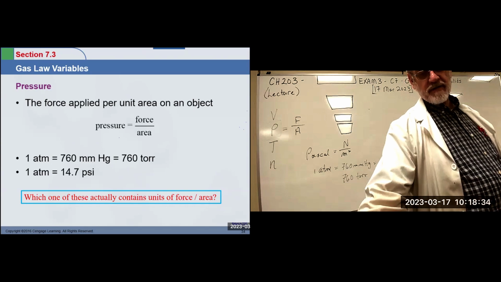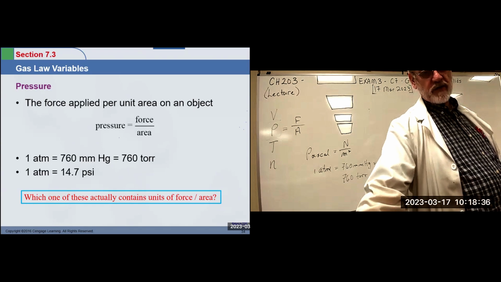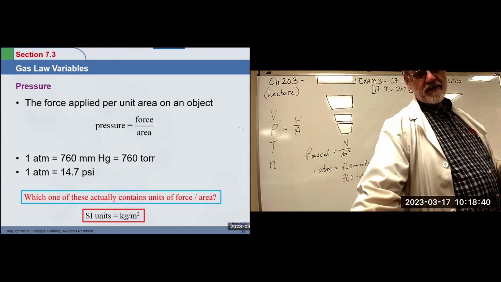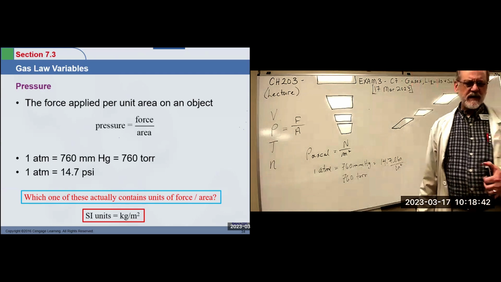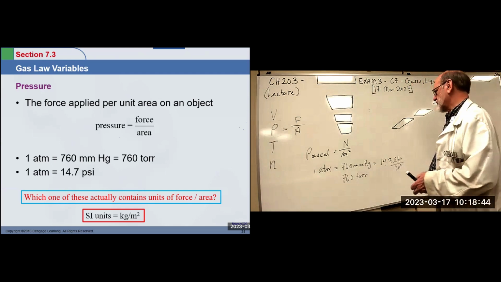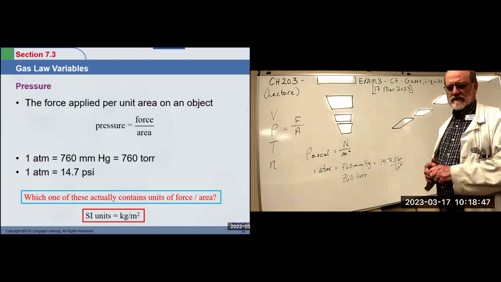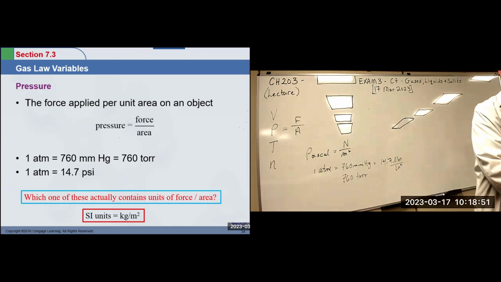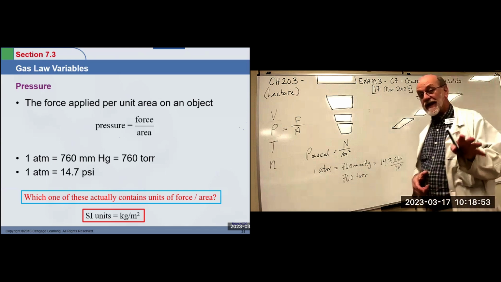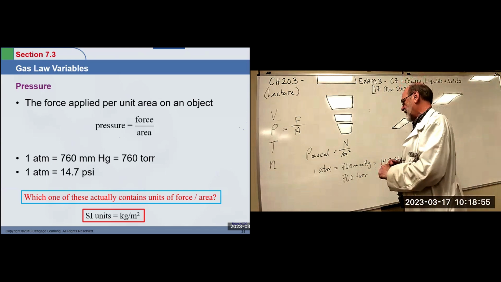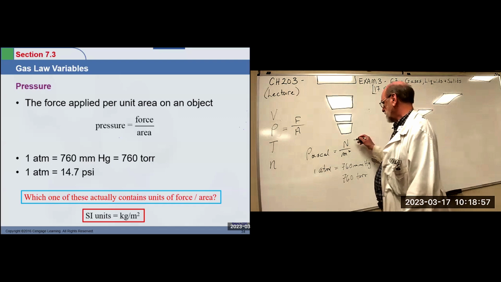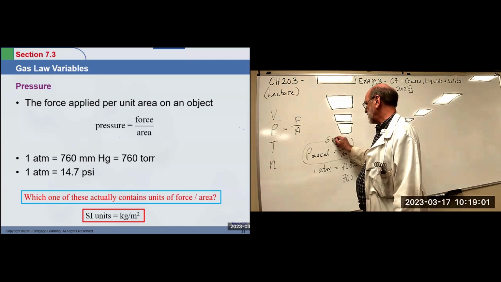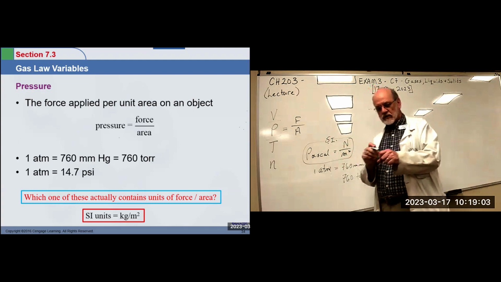So the only one of those that contains the units of force per unit area is 14.7 pounds per square inch. Now, for SI units, kilogram per square meter is not strictly speaking true. A kilogram is a measure of mass. Square meters, yeah, that's area. But newtons per square meter, that's the standard SI unit for pressure.